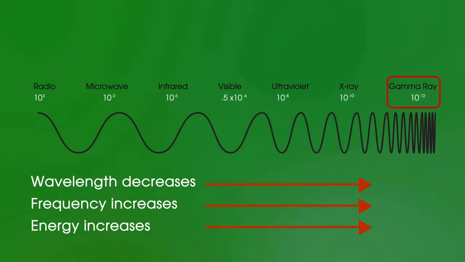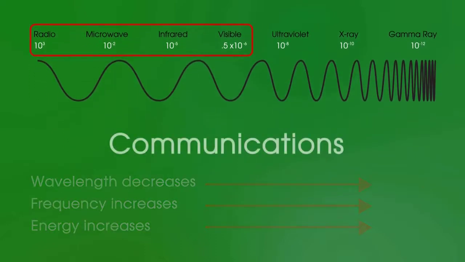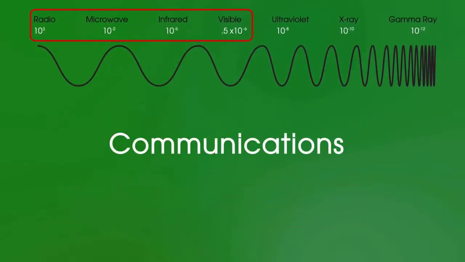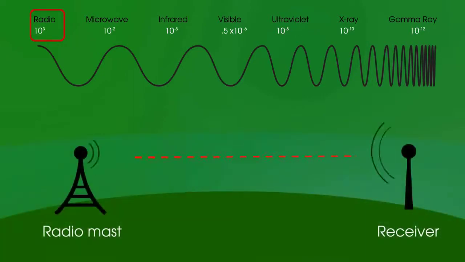Okay, let's look some more at the lower energy half of the spectrum, from radio waves up to visible light. All these parts of the spectrum are used in communications. Radio waves are used for sending TV and radio signals, both short and long distances. Really short wavelengths are used for very short distances, and the longer wavelength for longer distances, as they can reflect off a layer of charged particles in the atmosphere called the ionosphere.